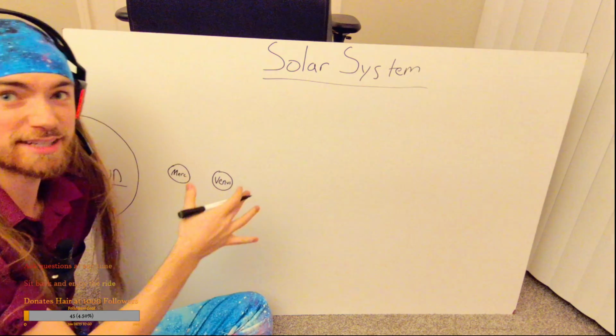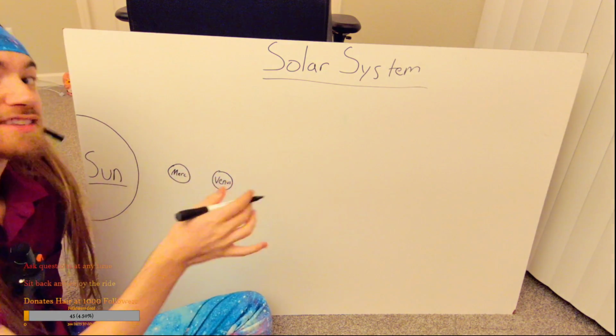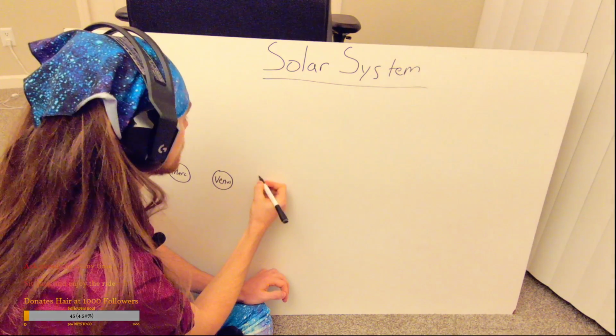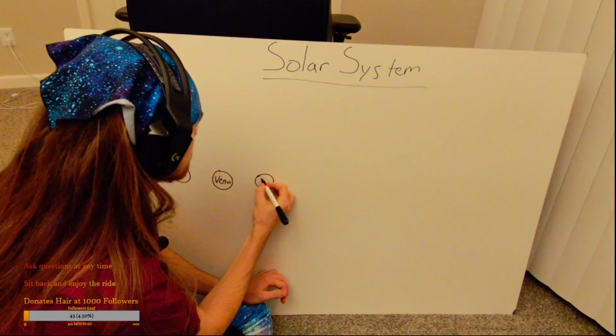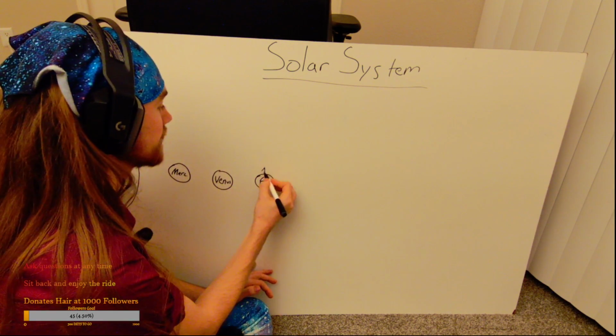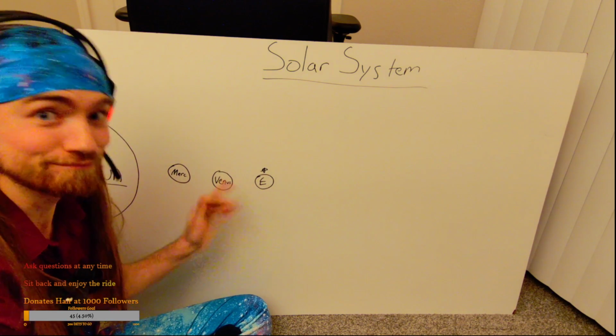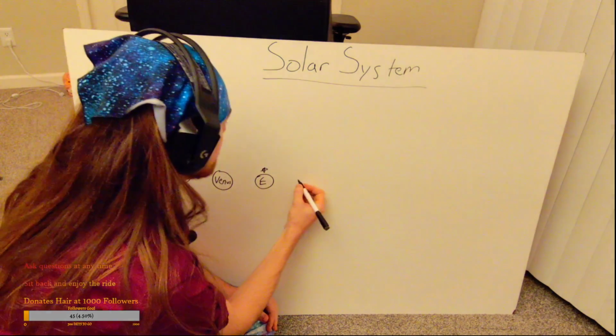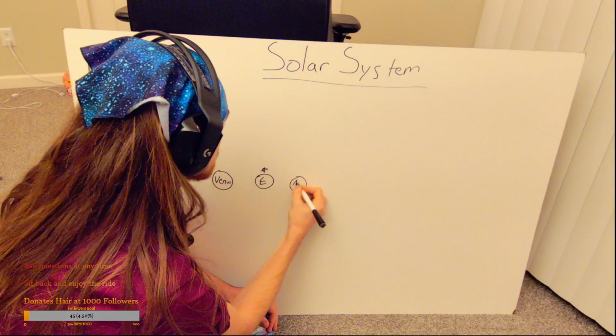I want to keep it all the same color so that when I add in all my extra bits, I can color code it there. Mercury, Venus, big ol' Earth. We know her. We'll just put a big E. Earth, you are here. In case you didn't know, this is where you live. This planet here, third rock from the sun. Then we have Mars.